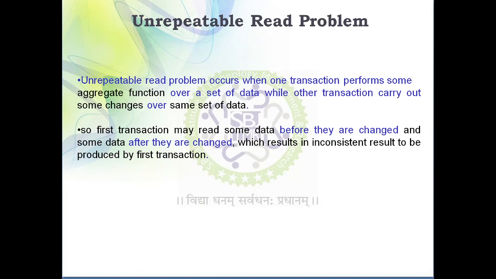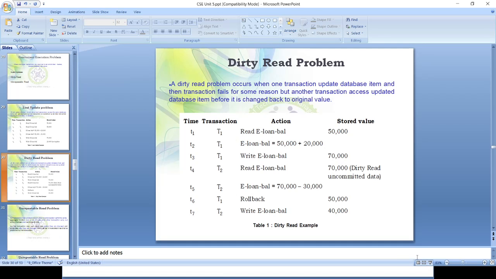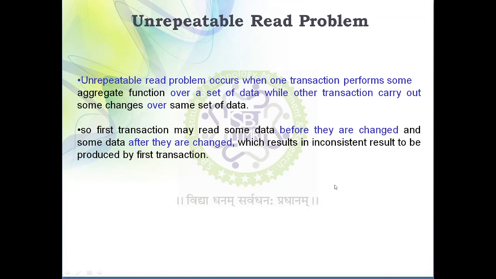Then the third type of problem is the unrepeatable read problem. This is the third problem that is caused in case of concurrent execution of a transaction. So what is the unrepeatable read problem?